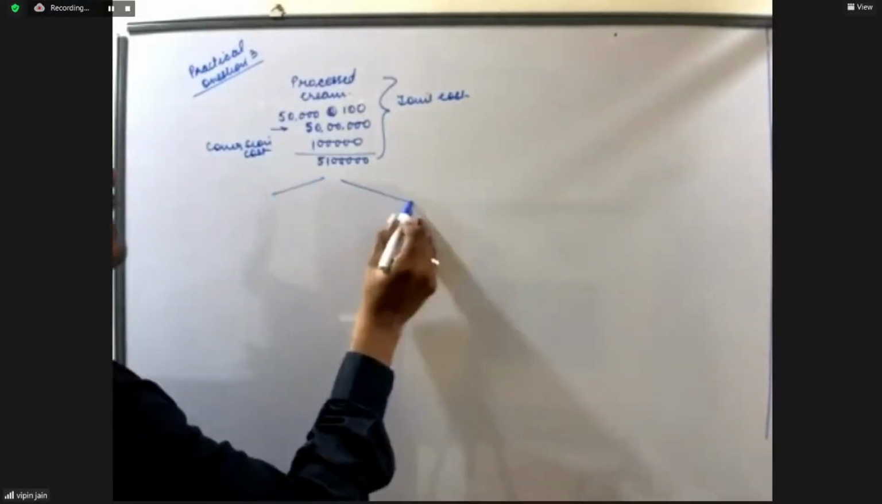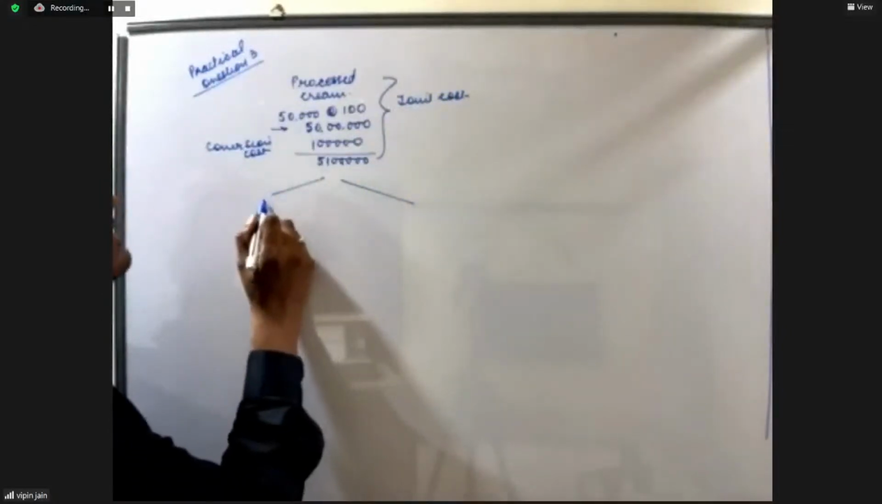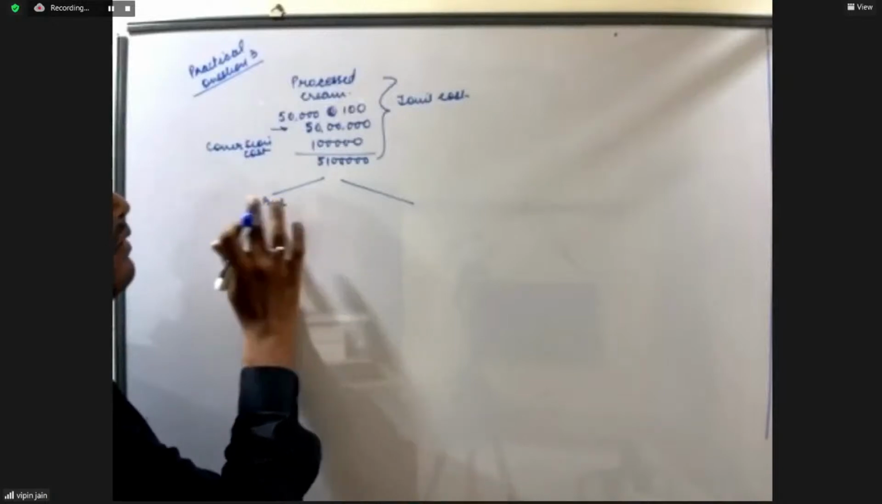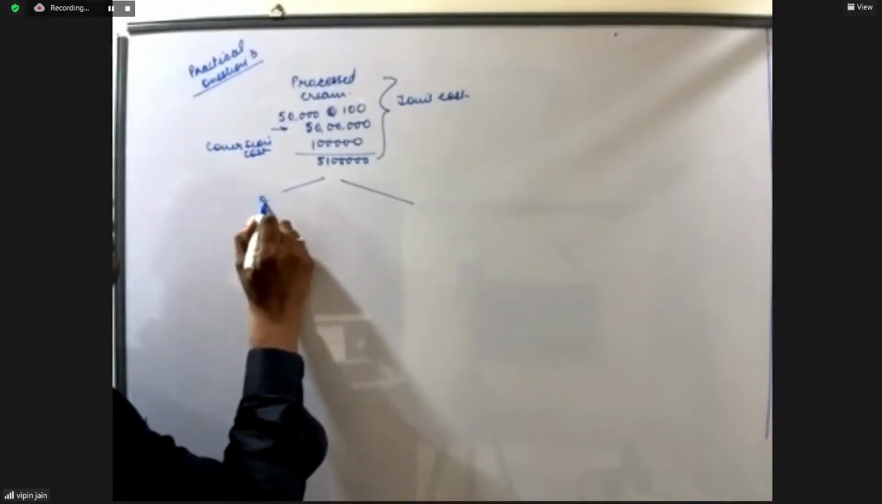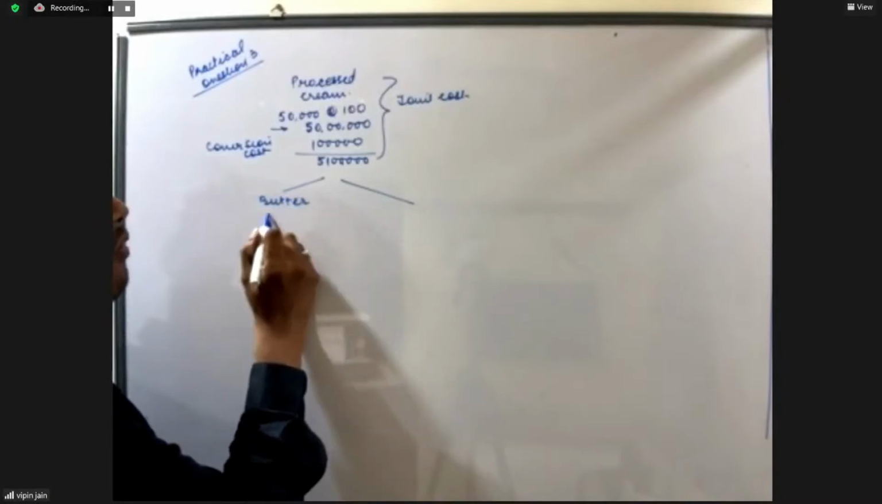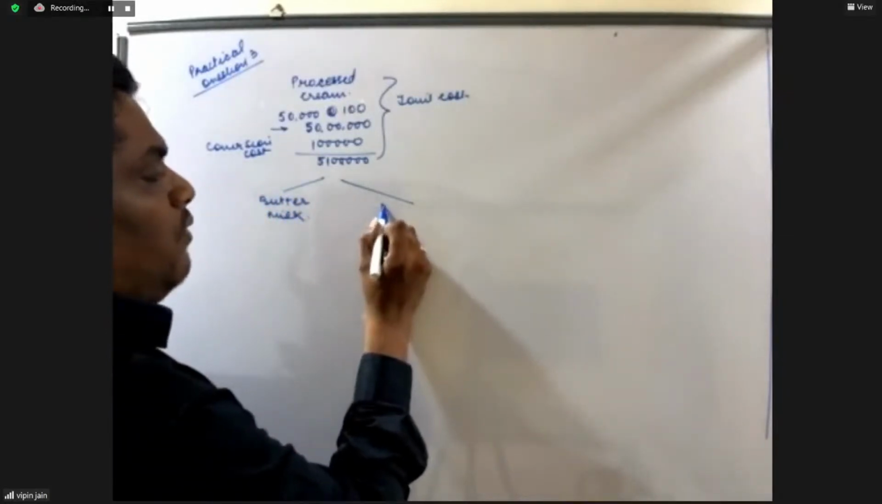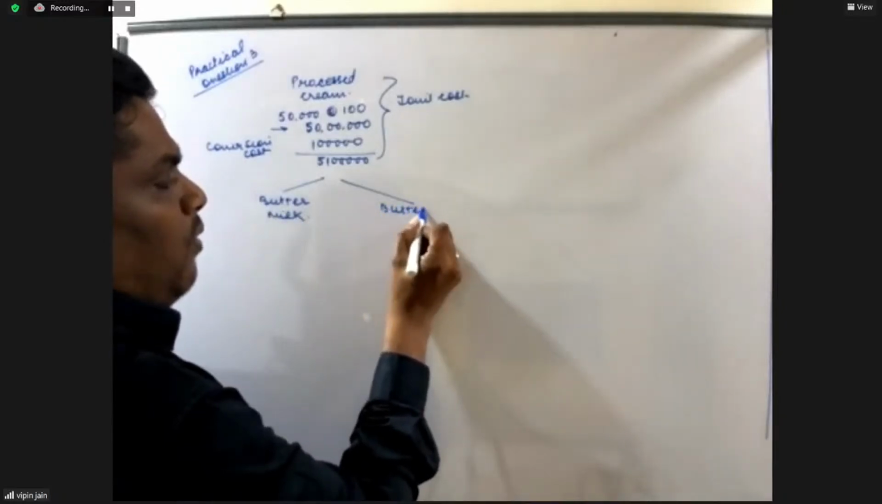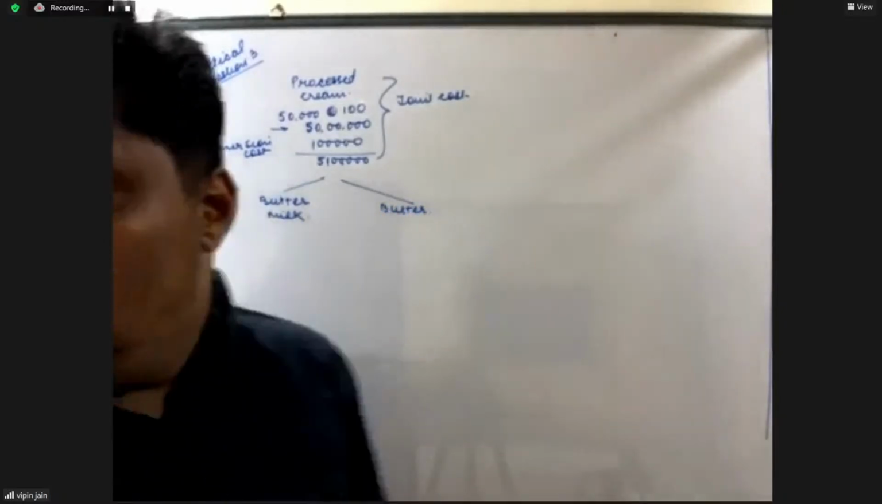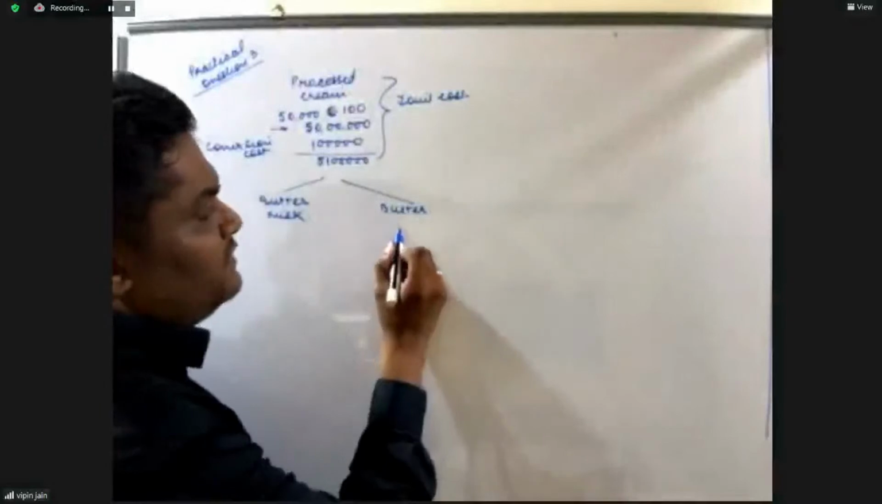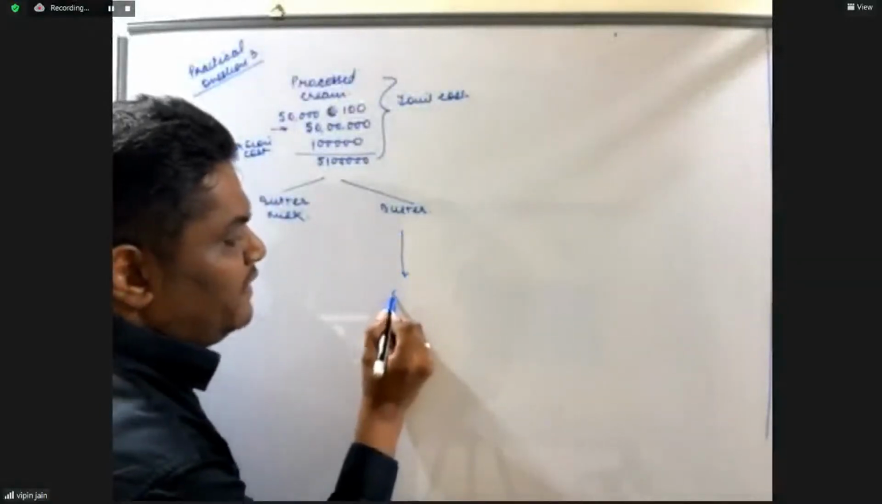Now herein we are getting two products, that is buttermilk and butter. Further, butter is further processed to manufacture ghee.